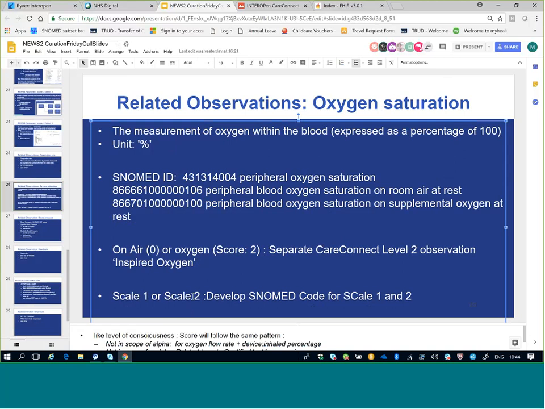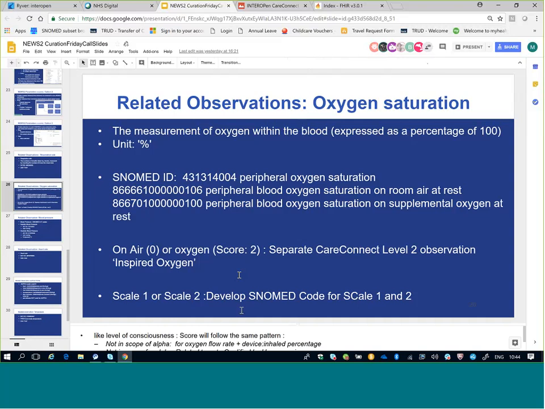Again, scale one and scale two will have SNOMED CT codes. We already have pre-release codes, and those will be used to differentiate within the scale one and scale two subscore. And you know, at this point, we are not saying that we'll be sending any related observation that this patient has got hypercapnic respiratory failure.